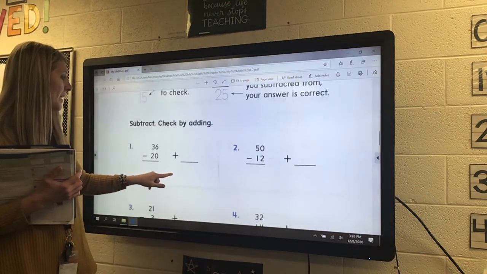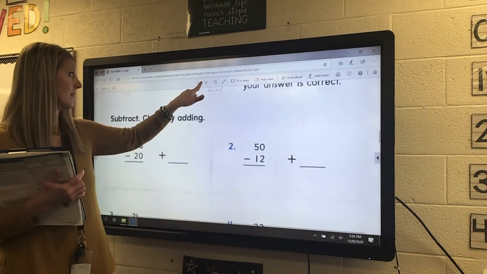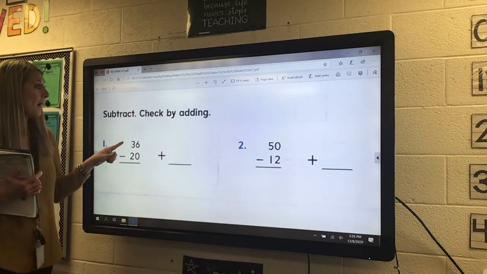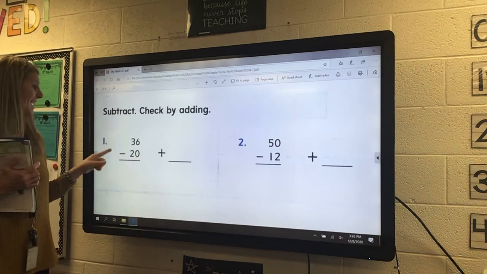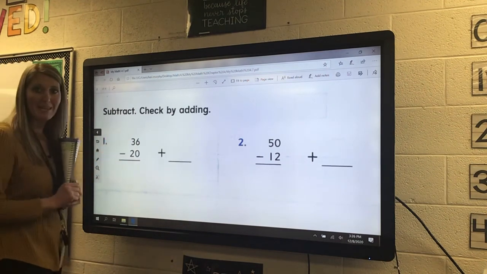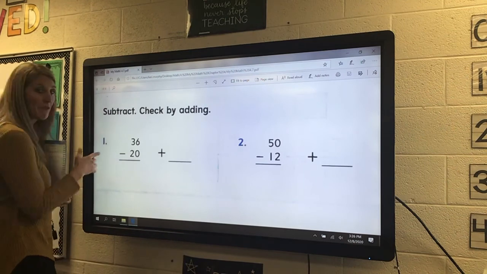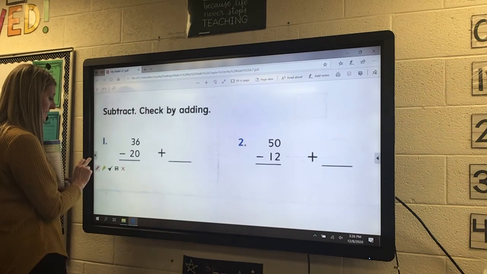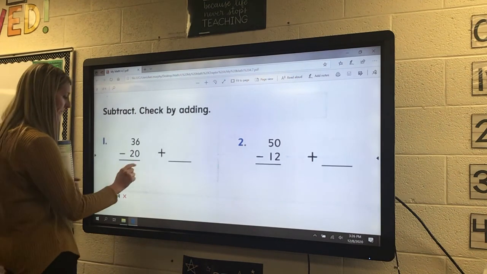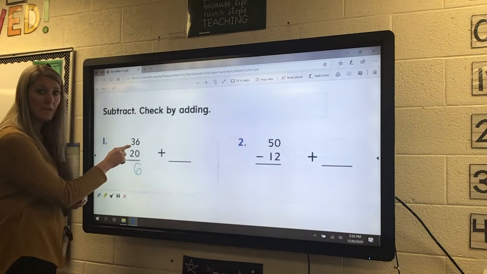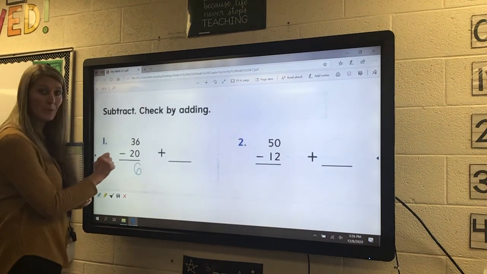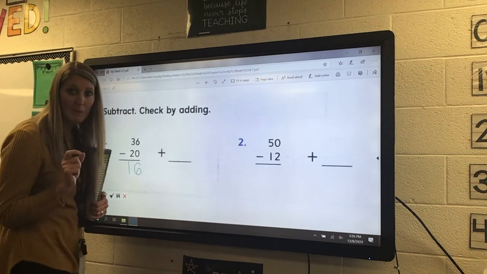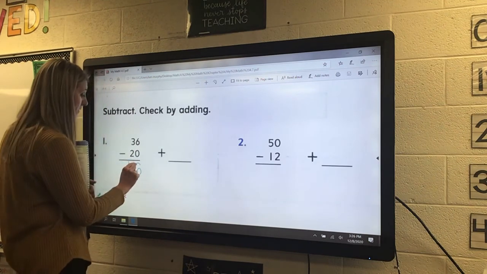All right, let's go down and let's practice these together. Pay close attention because these are kind of tricky. Number 1 says 36 take away 20. So 6 minus 0. I don't need to borrow. So if I have 6 and I take 0 away, that is just 6. Now we can go over here and take 3 and take 2 away. 3 take 2 away is 1. All right, now this is where I'm going to draw the arrows, and I want you to draw the arrows too if you need to.